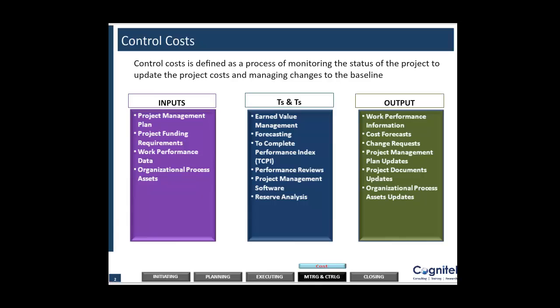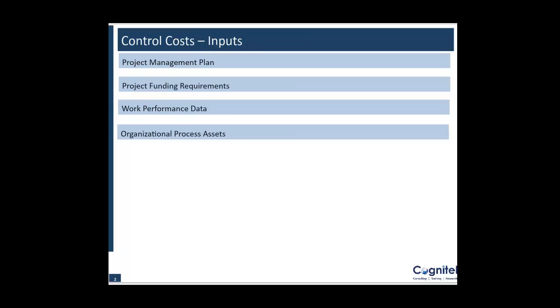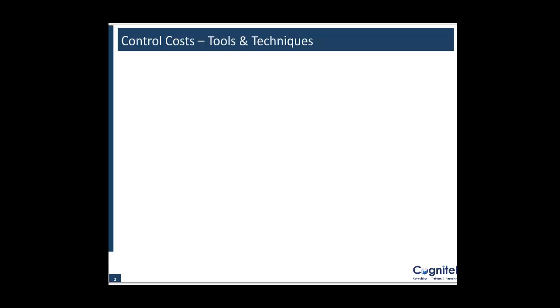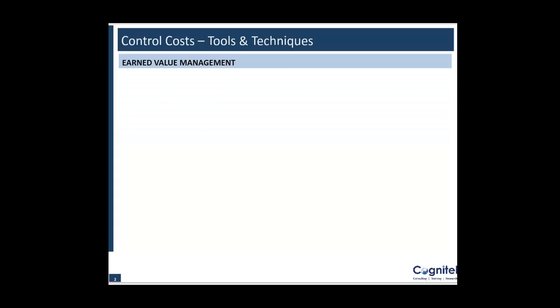Control cost is the process of monitoring the status of the project and updating and revising the project cost baseline based on the information as it becomes available. Okay, let's move ahead. As I said, the project management plan, project funding requirements, work performance data, and organization process assets are the key inputs of the control cost process.